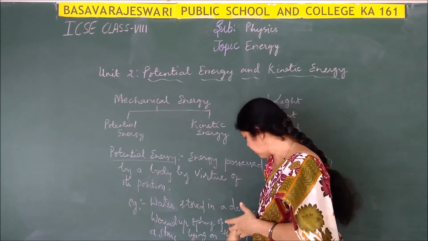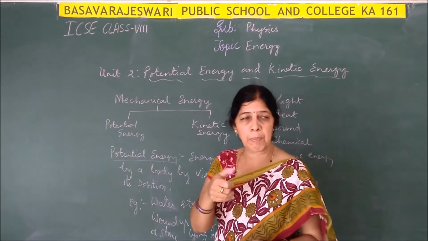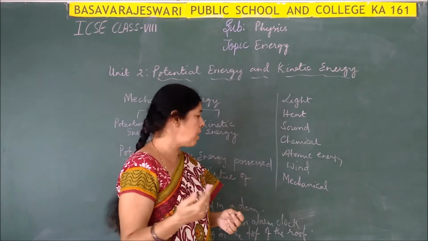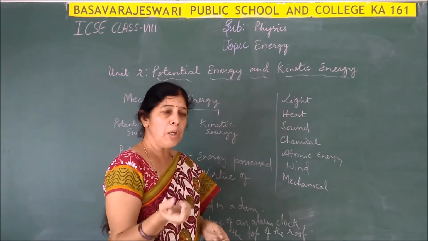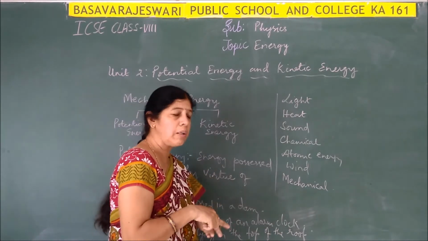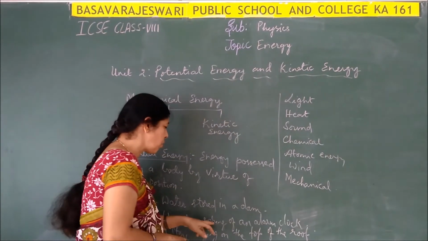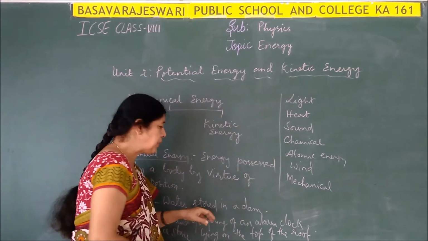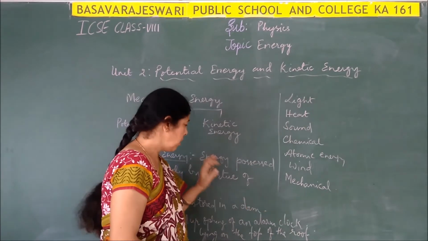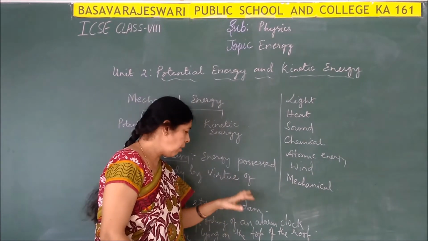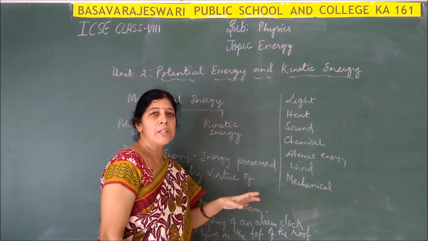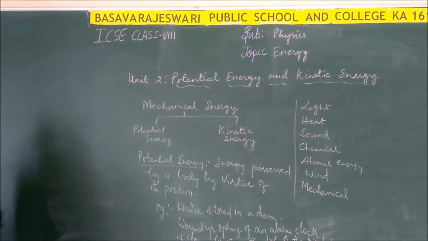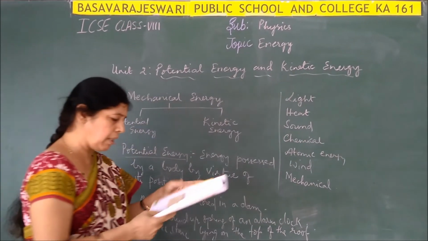See here, wound up spring of an alarm clock means we will wind up the spring of the alarm clock during night time, and in the morning what happens to that spring? It will get unwound. So when you wind the spring of the alarm clock, then energy will be stored in the spring as potential energy. Now water which is stored in a dam or a reservoir, that water is at rest, so that water will have some energy in it, that is called potential energy. If you refer to your textbook, you can come across various examples which are given in the lesson.